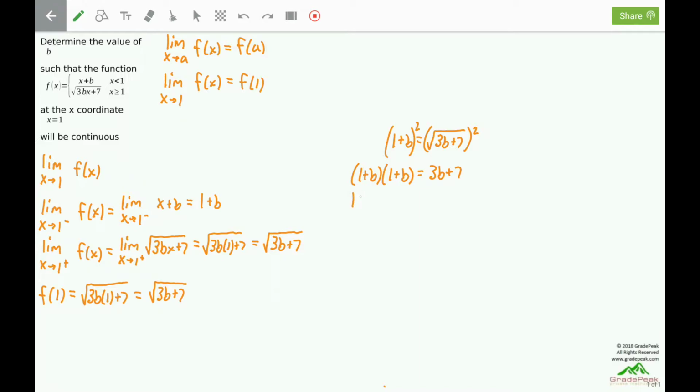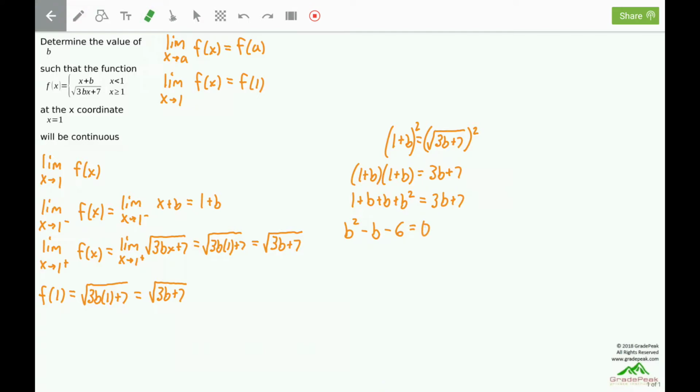FOILing out: first, 1 times 1; outside, 1 times b; inside, b times 1; and last, b times b. I'll leave the right side alone. Let's bring everything to the left side and write it in descending order. We have only one b squared term. We have three terms that have a b. We have a b plus another b, that's a 2b, and then we're going to subtract 3b over there, so that'll be overall a negative b. And then for the constants, we have a 1 and a 7. We're going to bring the 7 over, and 1 minus the 7 is a negative 6. It's now equated to 0.